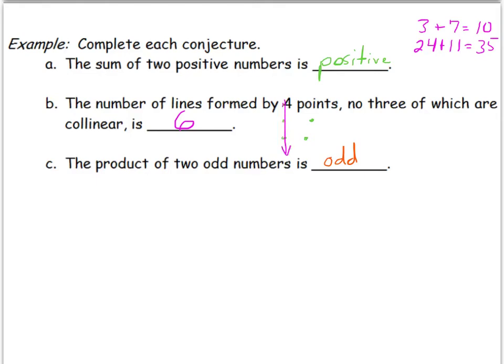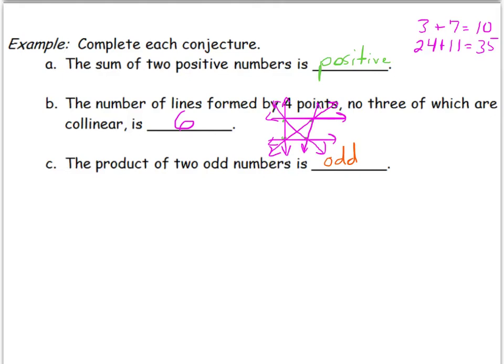Well, I've got 1, I've got 2, I've got 3, I've got 4, and then don't forget you can put 5 and 6. So no matter how hard you try, when you plot out 4 points and make sure that no 3 of them are collinear, you're always going to end up getting 6 lines. So hopefully you ended up getting that for B.